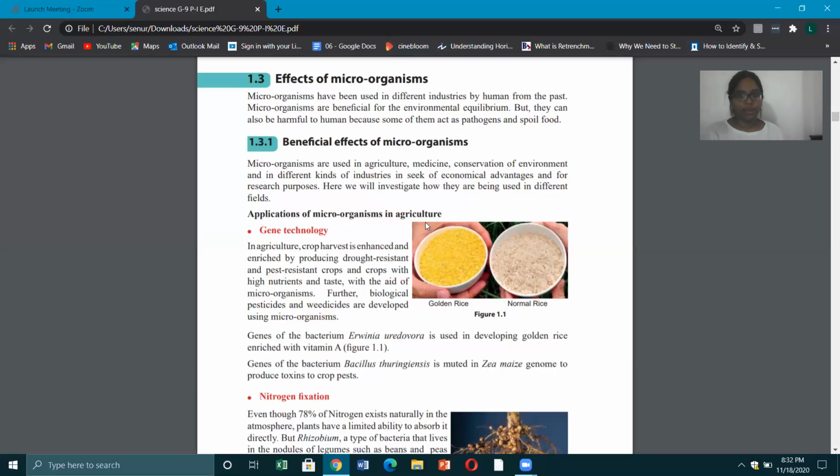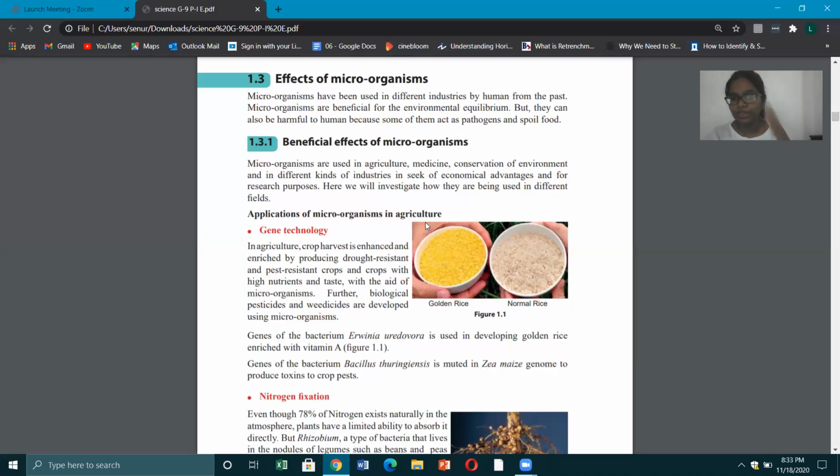Microorganisms are used in agriculture, medicine, conservation of environment, and different kinds of industries in seek of economical advantages and for research purposes. Here we will investigate how they are being used in different fields. Now if a question comes for y'all in the exam, what are the types of field where microorganisms can give benefits? Now these are the fields, children. Underline or highlight: agriculture, second one is medicine, third one is conservation of environment.